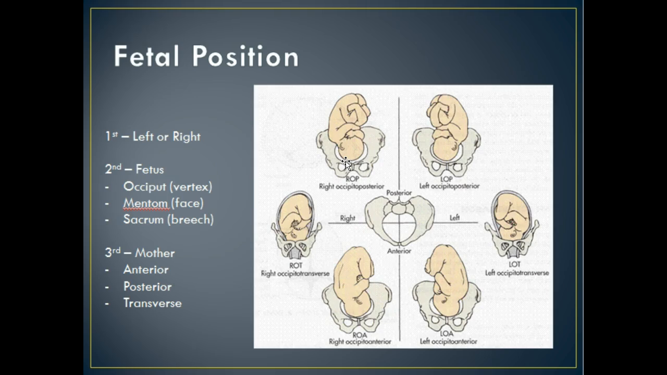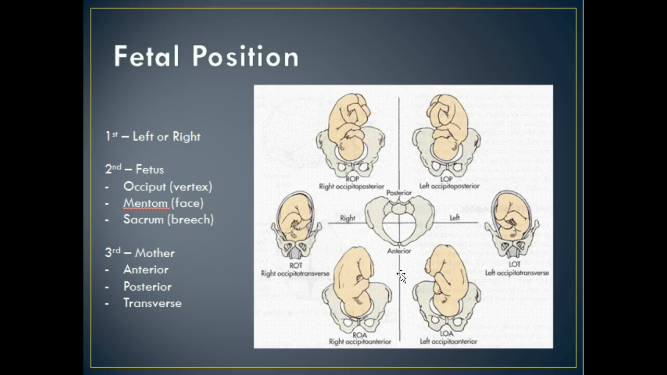So when we talk about fetal positions, there's 3 letters that you can see here. And the first letter refers to if baby is facing mom's left or mom's right. So the first letter is in relation to the mother. If babies are facing exactly face down or exactly face up, then you can just say straight OP or straight OA, and you don't need to have that first letter.